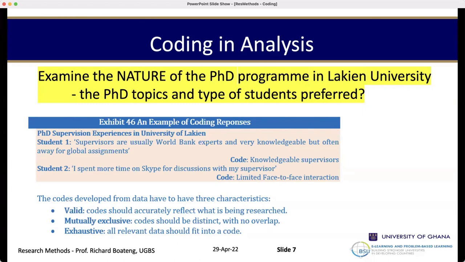Okay. Now, mutually exclusive. Mutually exclusive means that the code that you have selected should be distinct. It shouldn't overlap. It should be different from the other codes that you create. But it means that they can come together to form another code. The last one is that all the codes that you choose should be exhaustive. The data that it is trying to describe should be able to be encapsulated within it.